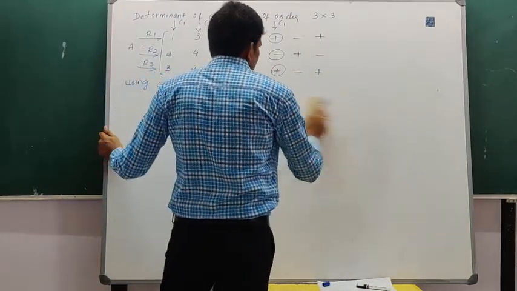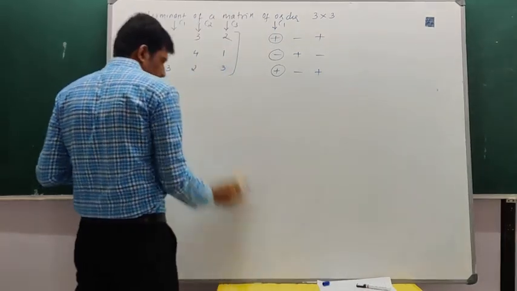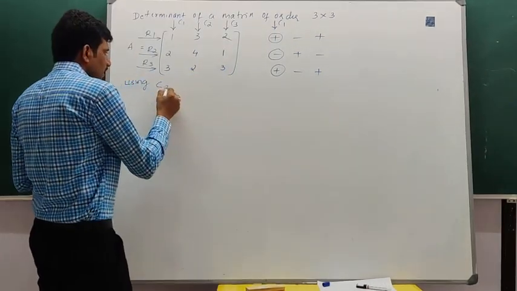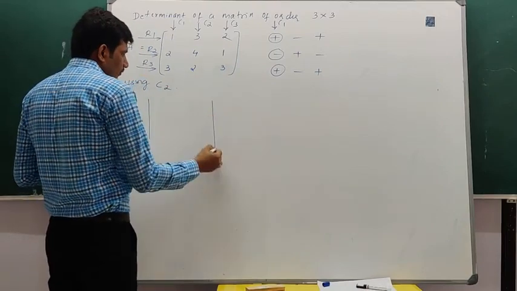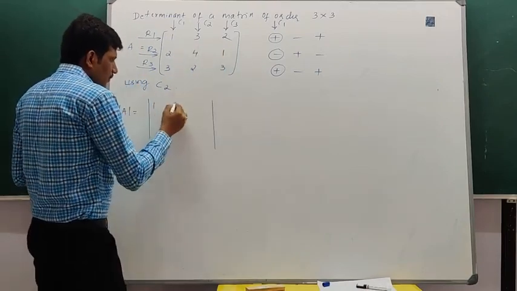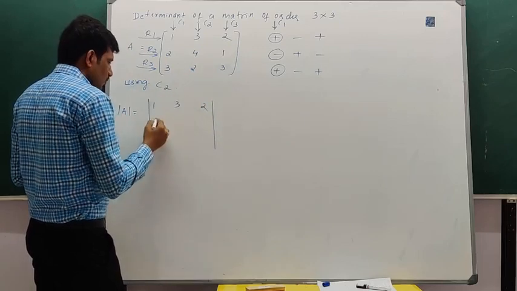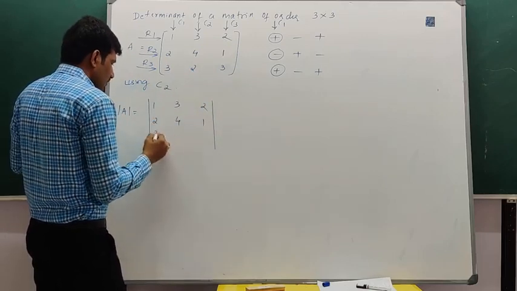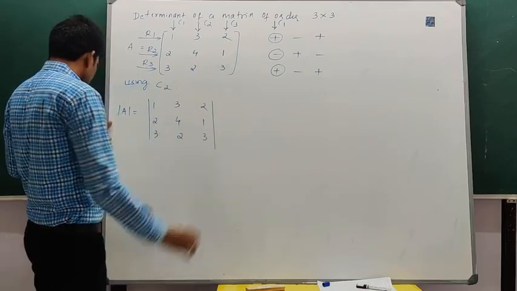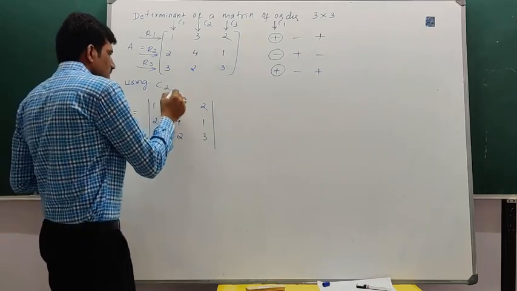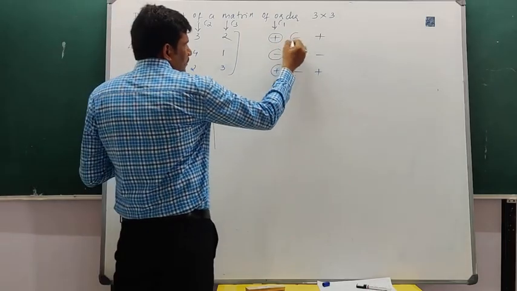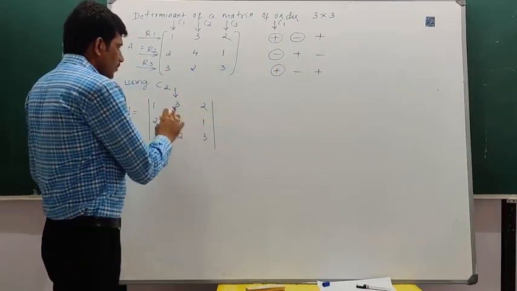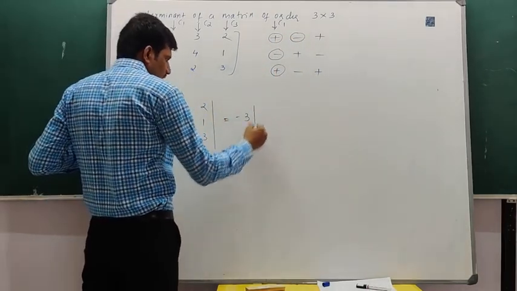Now we will expand by using the second column. So determinant of A is equal to determinant of C, 1, 3, 2, 2, 4, 1, 3, 2. This is the second column. What is the first element in the second column? What is the sign of this element? It is minus. So minus into plus is minus 2.